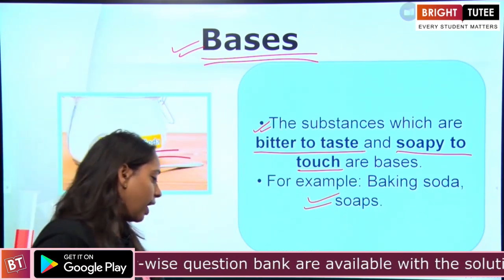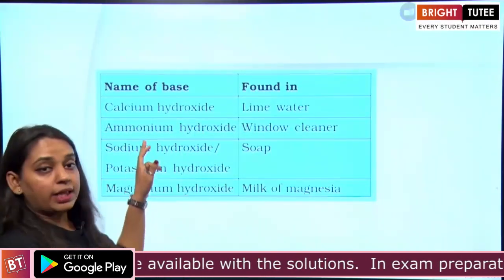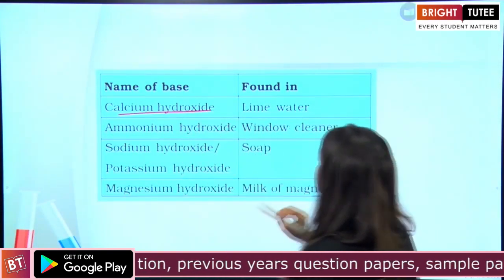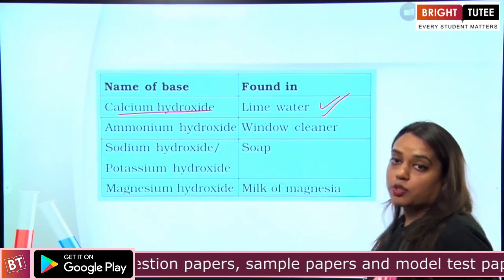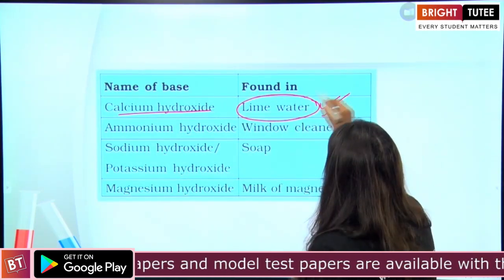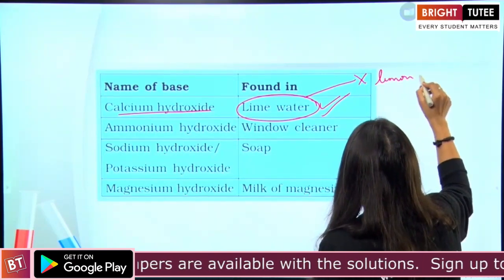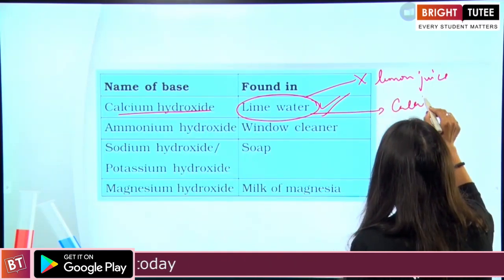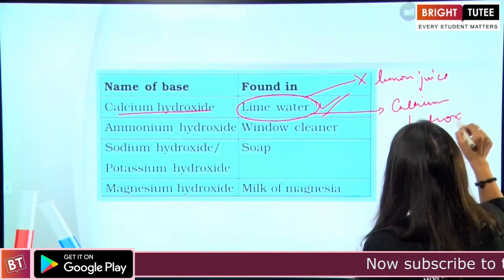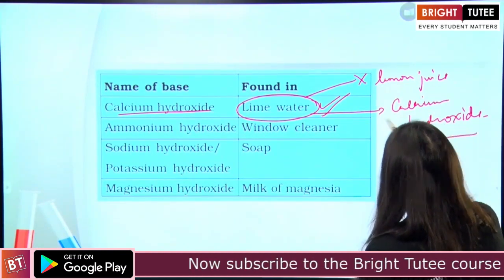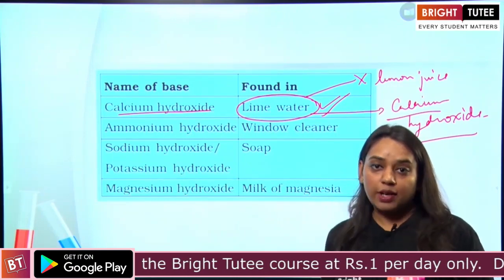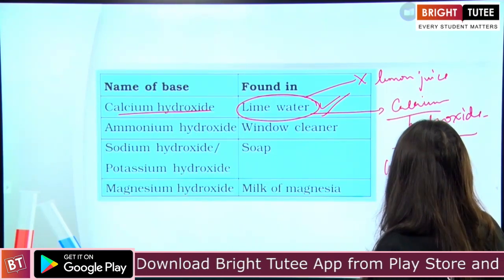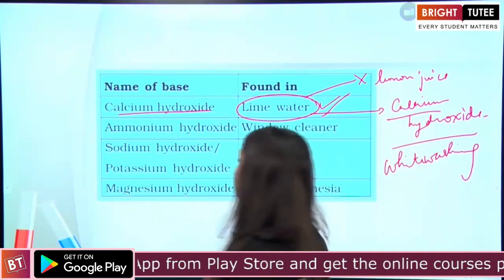Let us now move ahead and see what are the different bases and where they are found. For example, calcium hydroxide, this is present in lime water. And children, most important thing, this lime water is not the same as lemon juice. Okay, don't get confused. The solution of calcium hydroxide is known as lime water, and it is used in whitewashing the walls.